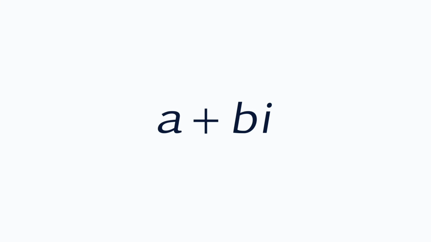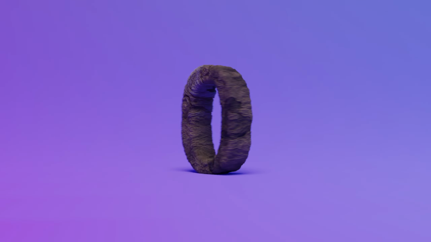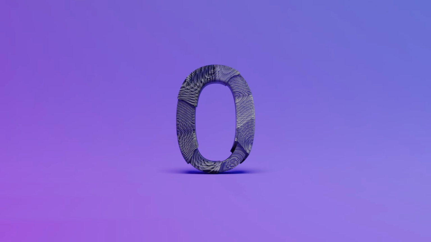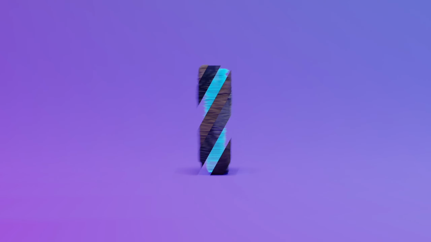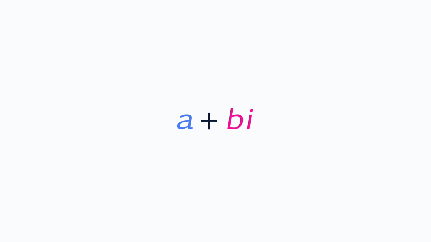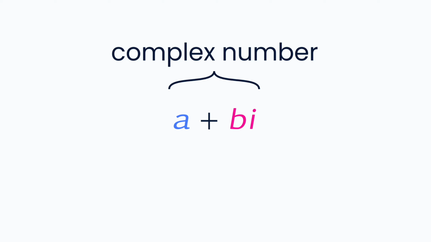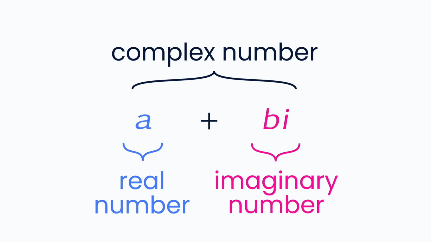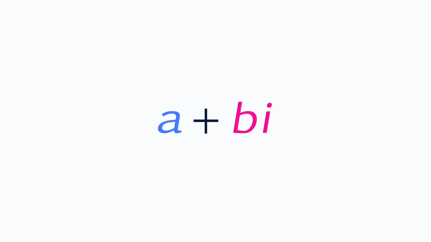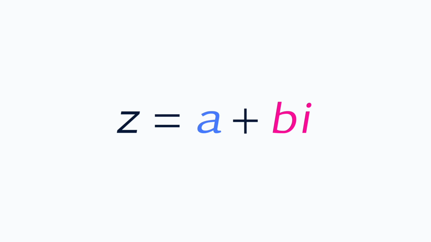When both a and b equal 0, you simply get 0. 0 is real, complex, and imaginary all at once. And finally, when neither a nor b equals 0, you say that you have a complex number, with both the real part a and the imaginary part b. It's common to use the letter z to indicate that you have a complex number. Let's investigate this further by looking at an example.